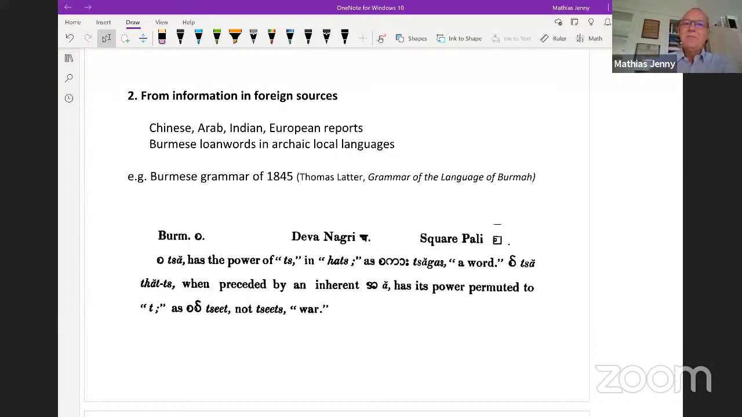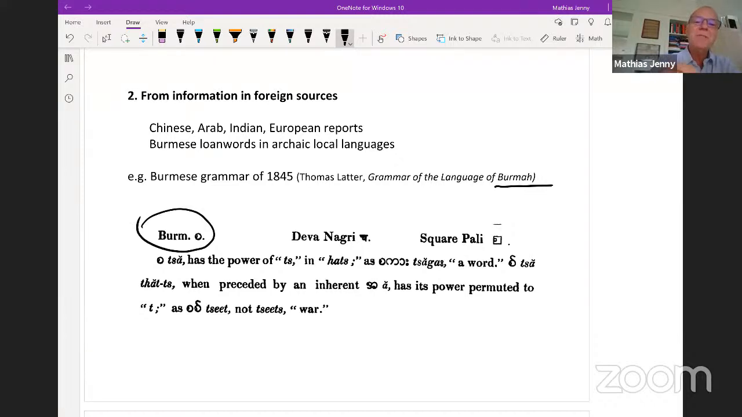Then another source, or other sources that we can use to figure out old pronunciations, is foreign sources, like Chinese, Arab, Indian, European reports about Burma, Burmese, or Burmese loanwords in archaic languages, languages that have not changed much. Now, a few examples here from a Burmese grammar that was published in the mid-19th century, in 1845. Thomas Latter, the grammar of the language of Burma, then still spelled with an H at the end.